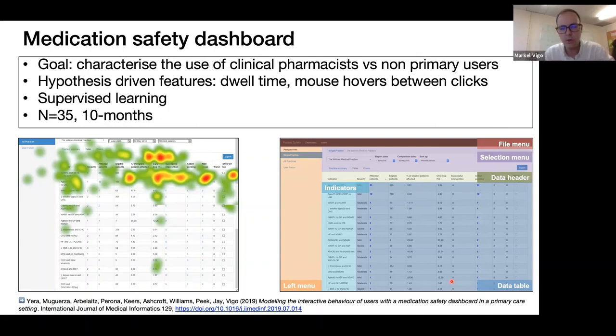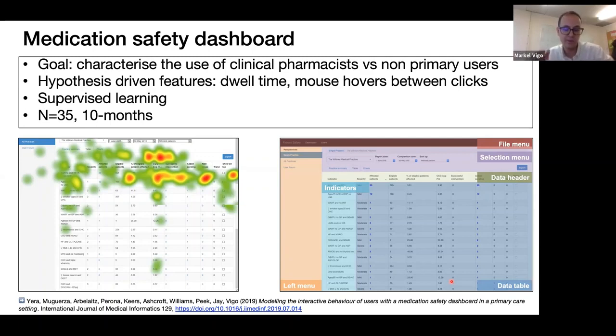So we wanted to know whether there were behaviors that were characteristic of the users. We generated some hypothesis-driven features and applied supervised learning where the class was the type of user. We involved 35 people during a period of 10 months.